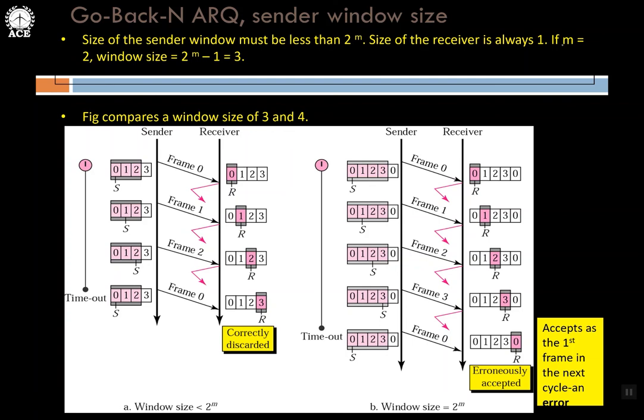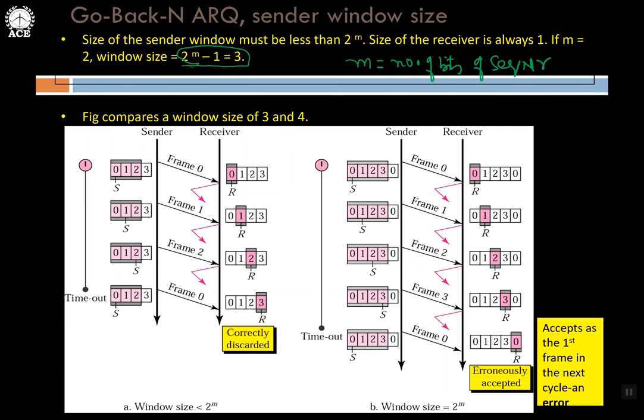The size of the receiver window is anyway 1. So if m is equal to 2, that is the number of bits in the sequence number. Let me write, for your convenience: m is the number of bits of the sequence number. If I use a 2-bit sequence number, then I said earlier I can have a maximum of 4, but it says you cannot have 4, you have to have 1 less. Why should it be less by 1? To illustrate, we will take this scenario.